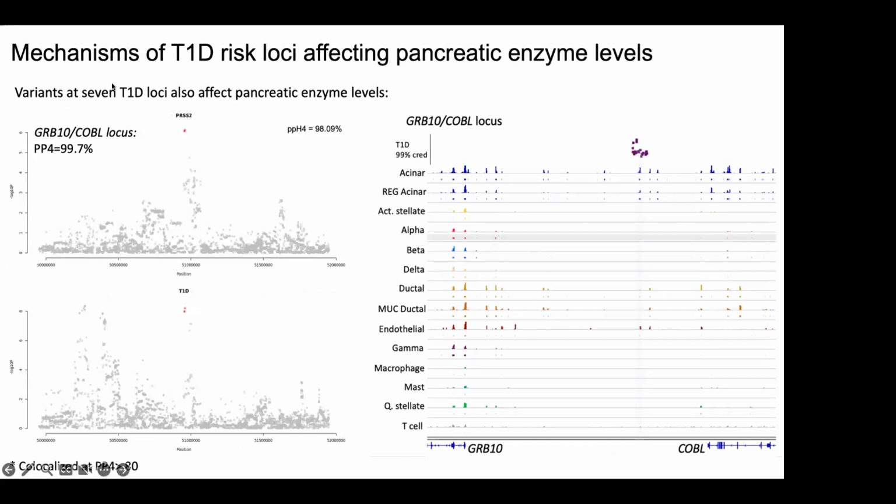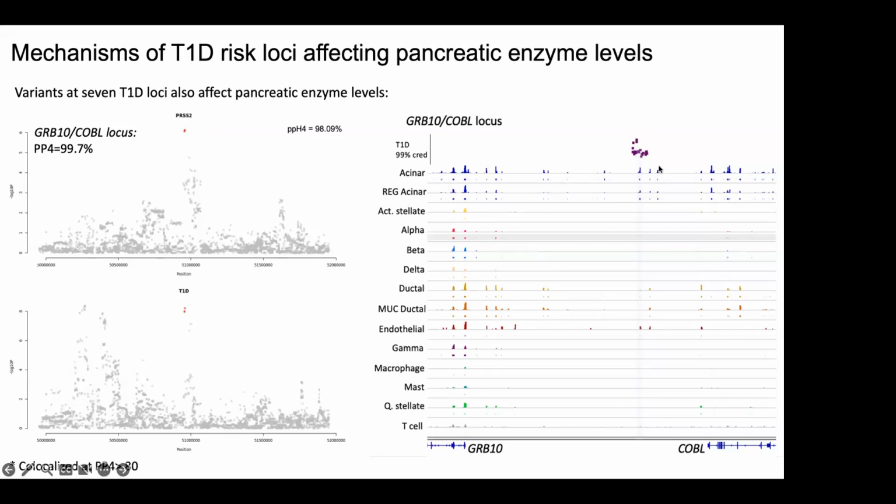We can also use this information to understand the mechanisms of individual risk loci for type 1 diabetes. So for people that are interested in understanding how risk variants at specific loci operate, some of these risk variants are also strongly associated with levels of these pancreatic enzymes. So for example, this locus here, which has no known mechanism to my knowledge, these variants that are associated with type 1 diabetes are also strongly associated with trypsin levels in blood. So this suggests that perhaps this locus is contributing to disease by modulating trypsin levels.